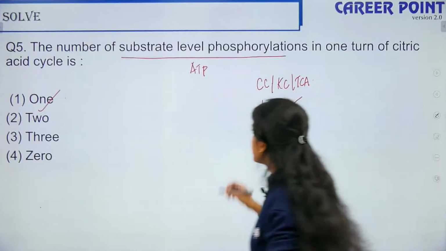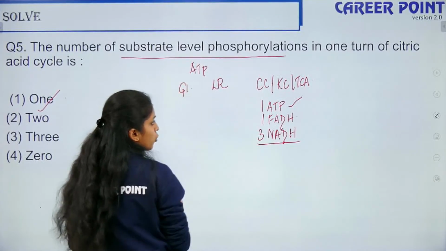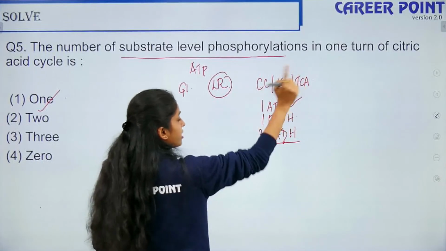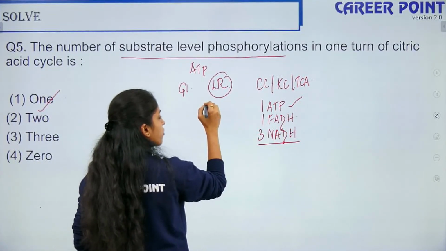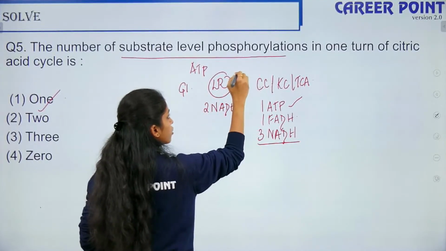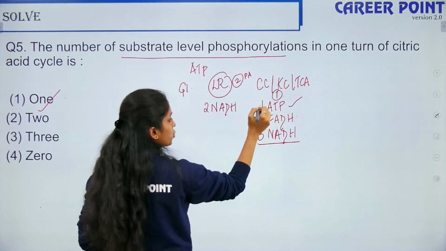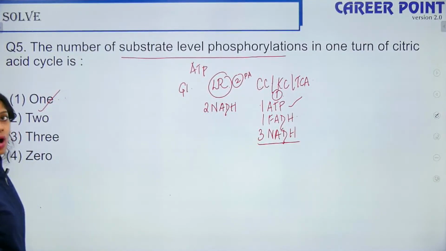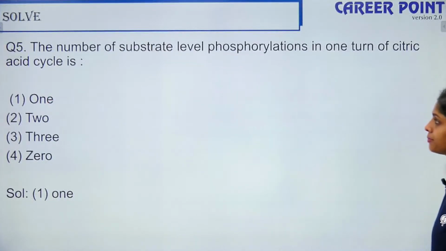So before TCA, you have link reaction. So you have glycolysis as well. So I am not connecting this with this. This is separate. They are just asking citric acid cycle. So here you have only 2 NADH, but this is for 2 molecules of pyruvate. So this is for 1 molecule of citrate. It is 1 ATP, 1 FADH, 3 NADH. So it is 1 substrate level phosphorylation. Alright, is this clear?